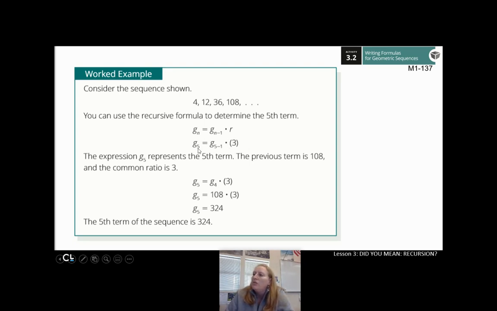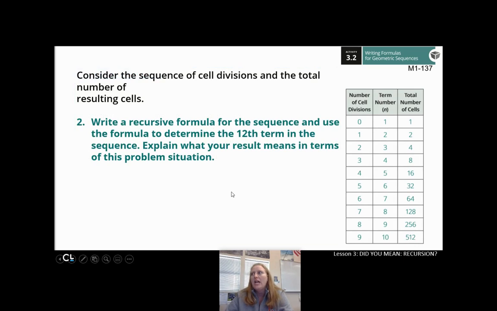So fine, if I want to find g sub 5, the 5th term, I need to find g sub 4. 5 minus 1 is 4, times that by 3, and I should be good to go. I can see my 4th term is 108, so I grab a calculator, and I have 108 times 3, and that tells me that my 5th term is going to be 324. So recursive formula, super easy, right? I just need the term right before it, multiply it by my common ratio, and boom, I got my next term. That's how that goes.